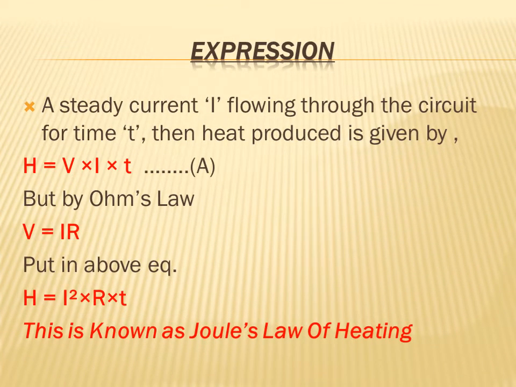Suppose a steady current I flows through the circuit for a time t. Then the heat produced, represented by the symbol H, is equal to V into I into t. By using Ohm's law, V is equal to I into R, which we put in the above equation, and our equation for the heat becomes H is equal to I squared into R into t. This is known as Joule's law of heating.